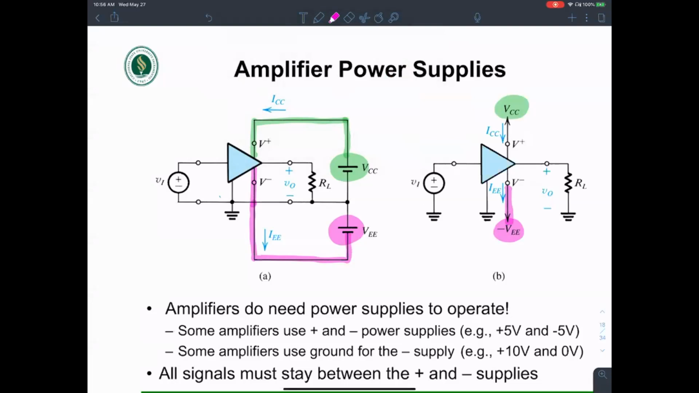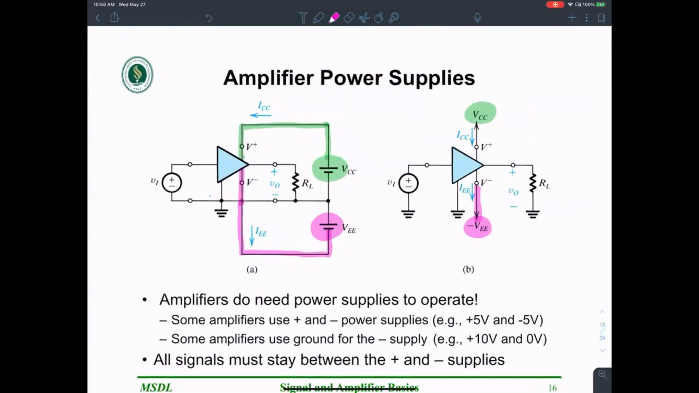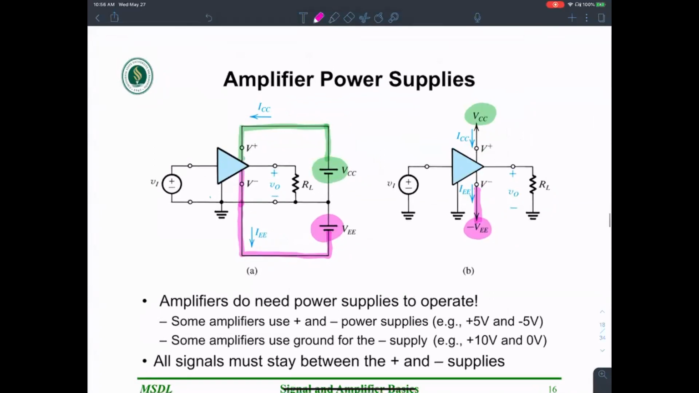So amplifiers do need power supplies to operate. Some amplifiers use, let's say, plus 5 volts and negative 5 volts.